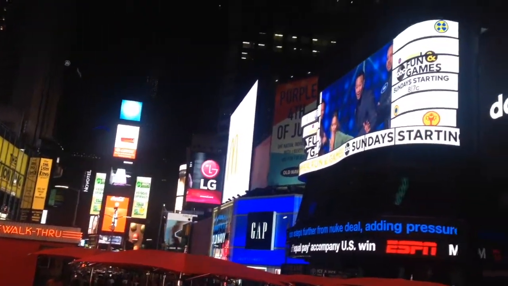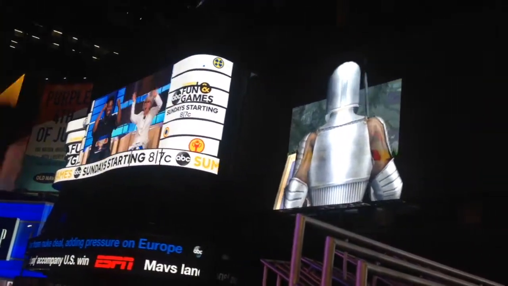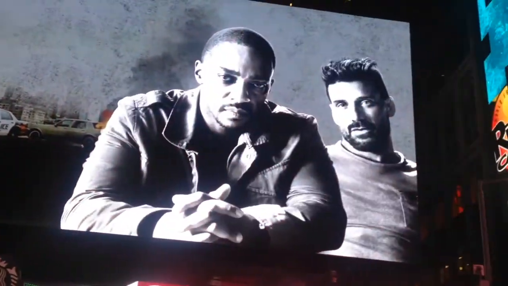Hi, we're in New York City's Times Square. People from all over the world come here on December 31st to ring in the new year.